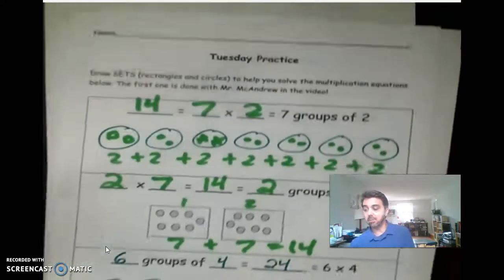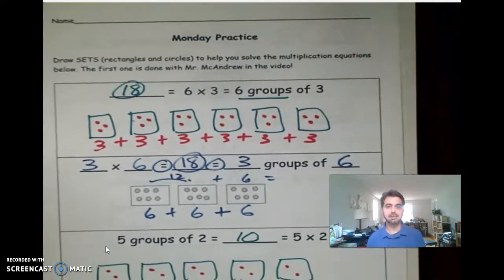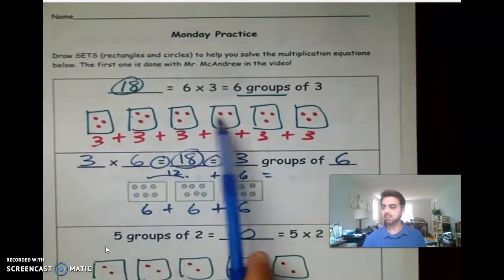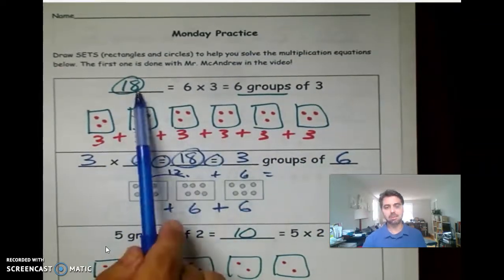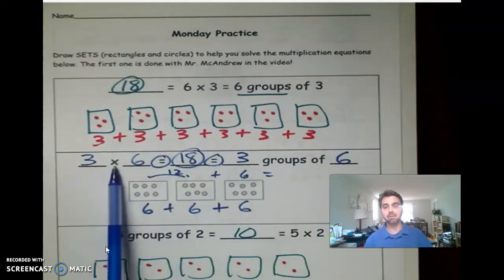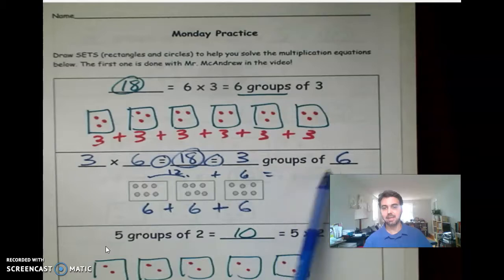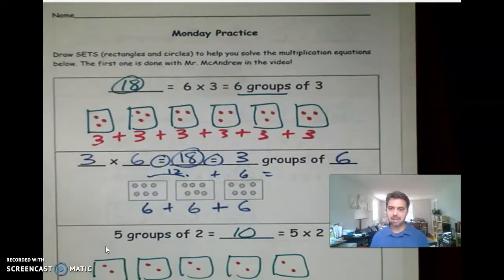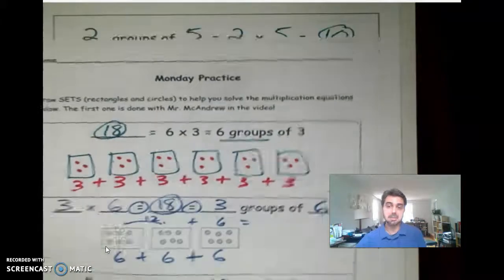So if we go even further back to the work we did on Monday, I did notice that here we had 6 groups of 3. So 6 groups, 3 in each group, and that equaled 18. And then here on the second problem, we had 3 groups of 6, right? 3 groups of 6, 1, 2, 3 groups, 6 in each group, and that also equaled 18. So very interesting. Let's pay attention to that and see if that always works. Maybe it does, maybe it doesn't. It'll be interesting to find out.